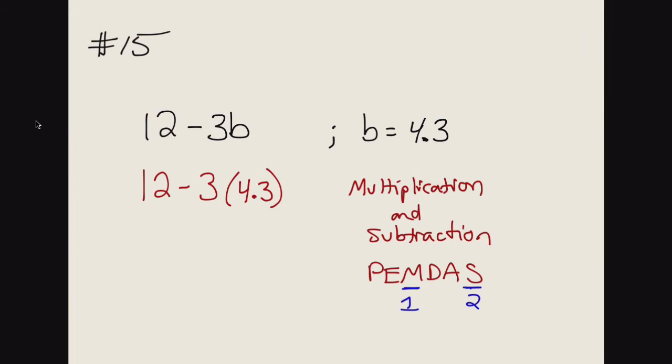So the next step in this process would be to simplify the multiplication. So I'm going to write my 12 again. I'm going to put the minus sign. And then I'm going to do 3 times 4.3. What does that equal? 3 times 4.3. Hannah Harvey, what does that equal? 12.9. Very good.